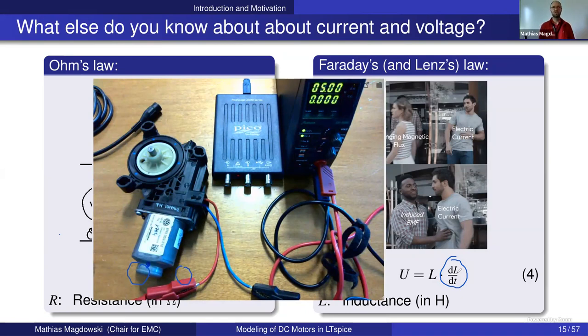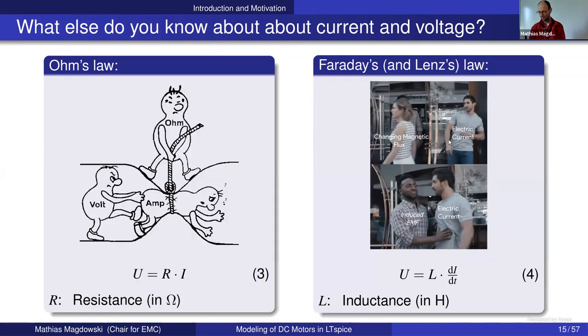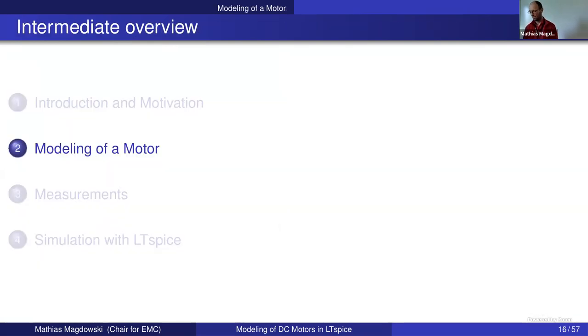So the current flowing in such a coil would always like to continue to flow. That is what this picture here is trying to tell us. So let me remove this. So if the current changes, some counter voltage will be induced. Okay, so enough for the introduction. We are nicely on time.